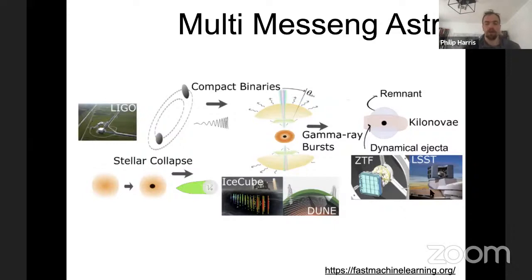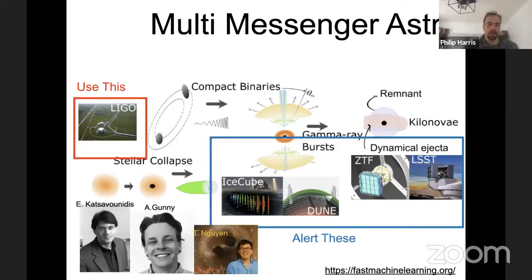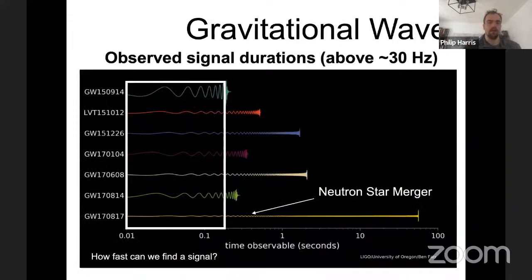And so you want to point your telescopes in the direction of where your gravitational wave event happened. The idea then is to identify the gravitational wave event very quickly, and then communicate with the telescopes so that they can look and point in that direction. This is work done with Tri Nguyen, who's a student here, and Alec, a researcher in our group, and Eric Katsavanudis. The real scheme here is to see how fast we can alert various detectors given a gravitational wave signal. So what do gravitational wave signals look like?